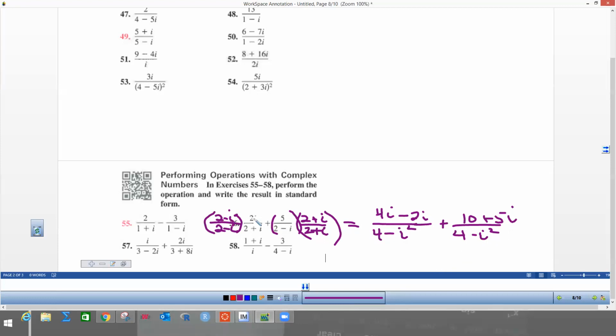And I made a mistake here. 2i times i is not just 2i, it's 2i squared. So now, in place of this i squared, we're going to make that negative 1. We're going to make that negative 1. We're going to make this one negative 1.